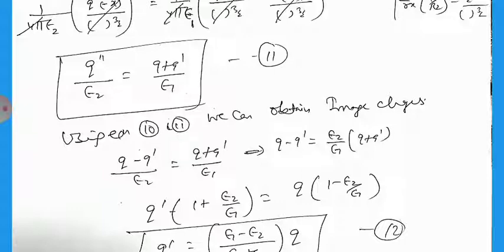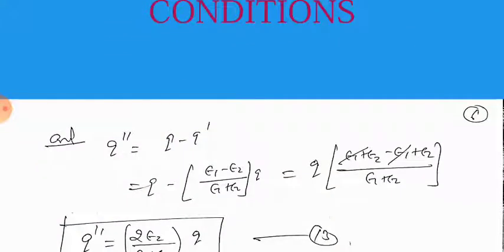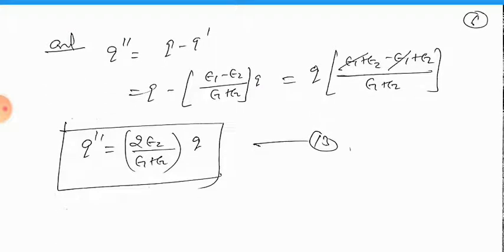So now, to calculate the values of q dash and q double dash in terms of q, we can simply rearrange these values. q dash equals (epsilon 1 minus epsilon 2) divided by (epsilon 1 plus epsilon 2) multiplied by q, and for the second, q double dash equal to q minus q dash, and this gives q double dash equal to twice epsilon 2 divided by (epsilon 1 plus epsilon 2) multiplied by q.